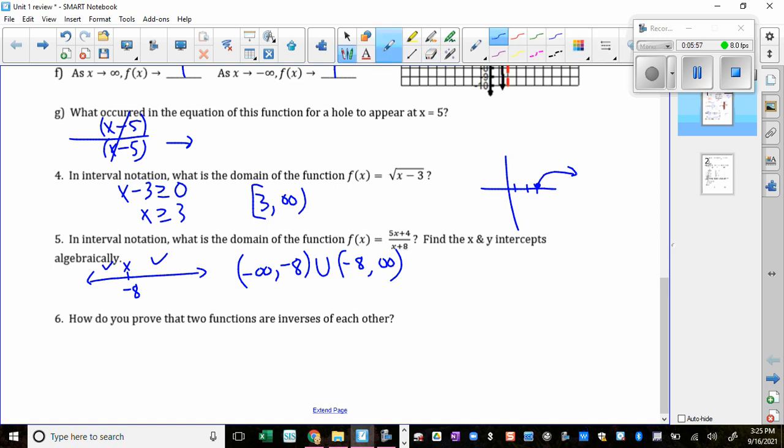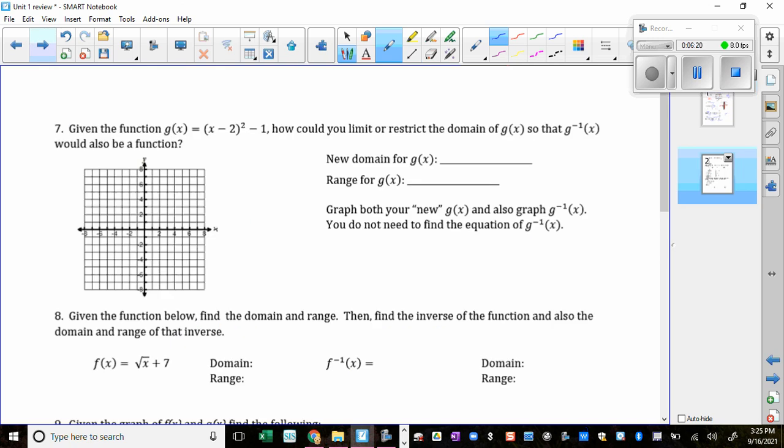All right, at the bottom, how do you prove that two functions are inverses of each other? So you do f of g of x, assuming that your functions are f and g, and this should come out to x, and then you do the other way, g of f of x. So you should show that process of plugging one into the other, and then vice versa, and you get x both times.